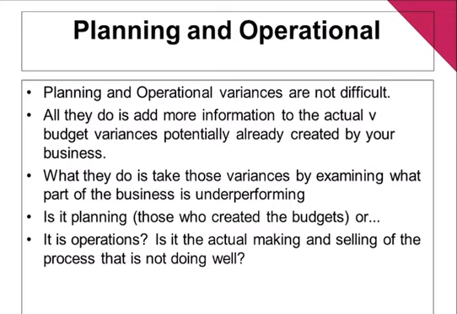So the good news is that we can create even more management information by looking at planning and operational variances. They're not difficult, and like it says there, it creates more information, and really all they're doing is examining, is there a problem in our planning, and could it be that it's not our planning that's the problem, but is it when we actually undergo our operations or our sales? Are we not doing well from purely what we're doing, or is it purely because of our planning problems?